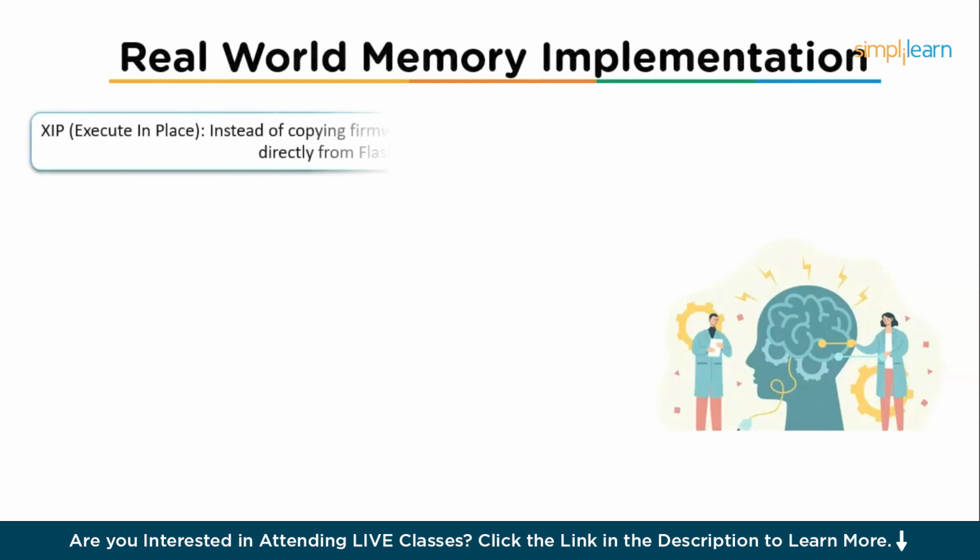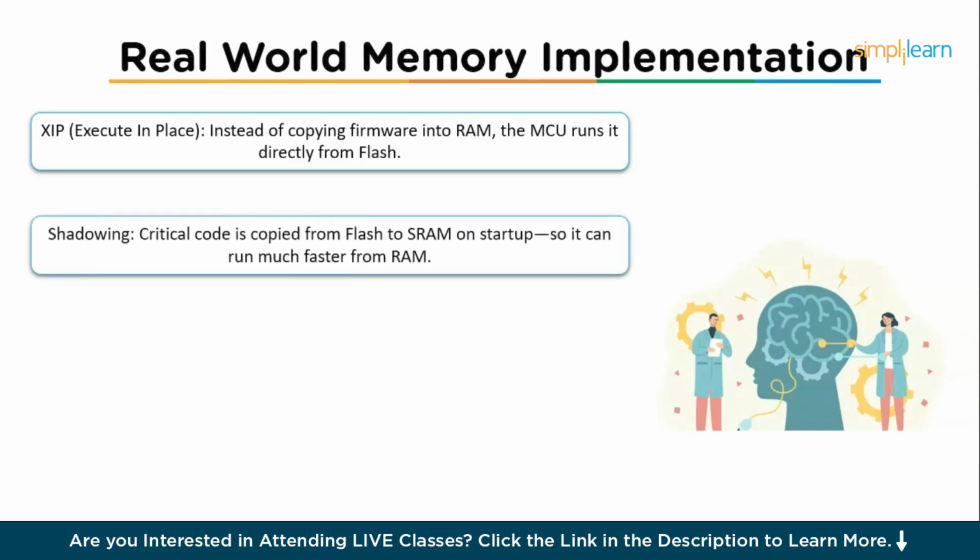The first one is XIP, that is execute in place. So instead of copying firmware into RAM, the MCU runs it directly from flash. It saves the RAM, speeds up the boot time. Then we have shadowing. The critical code is copied from flash so it can run much faster from RAM.